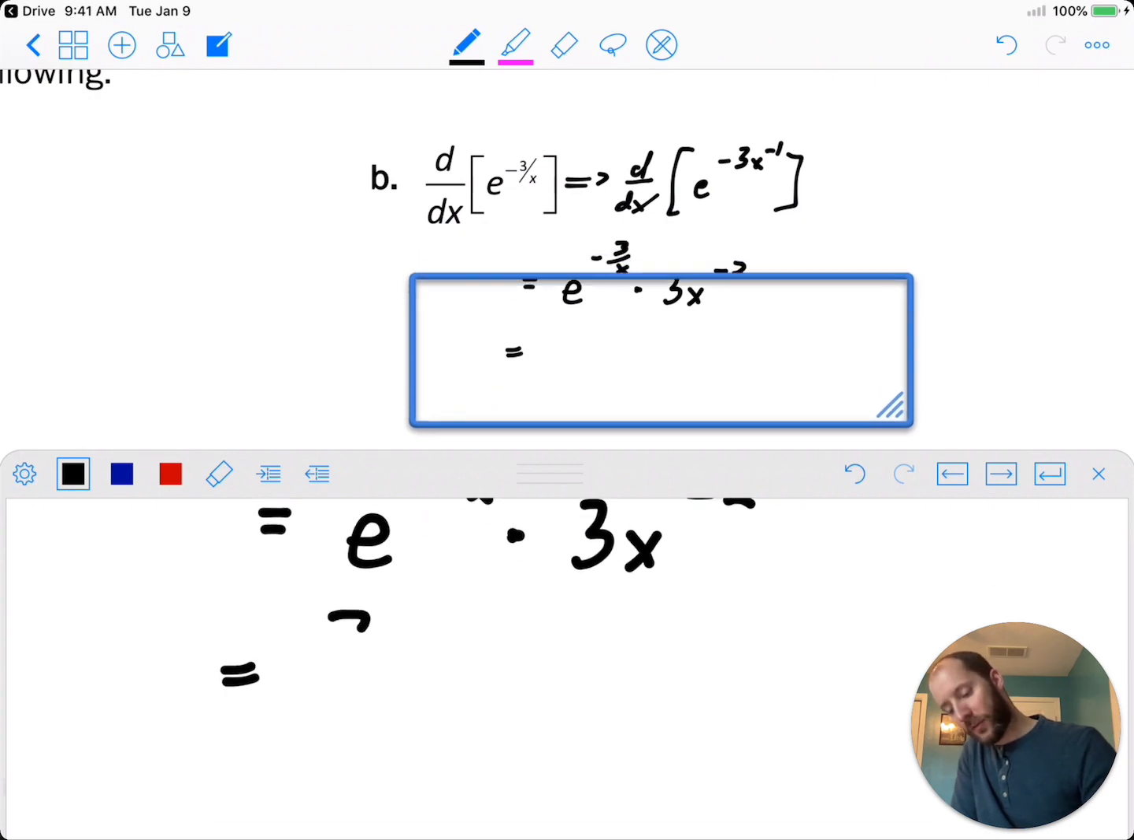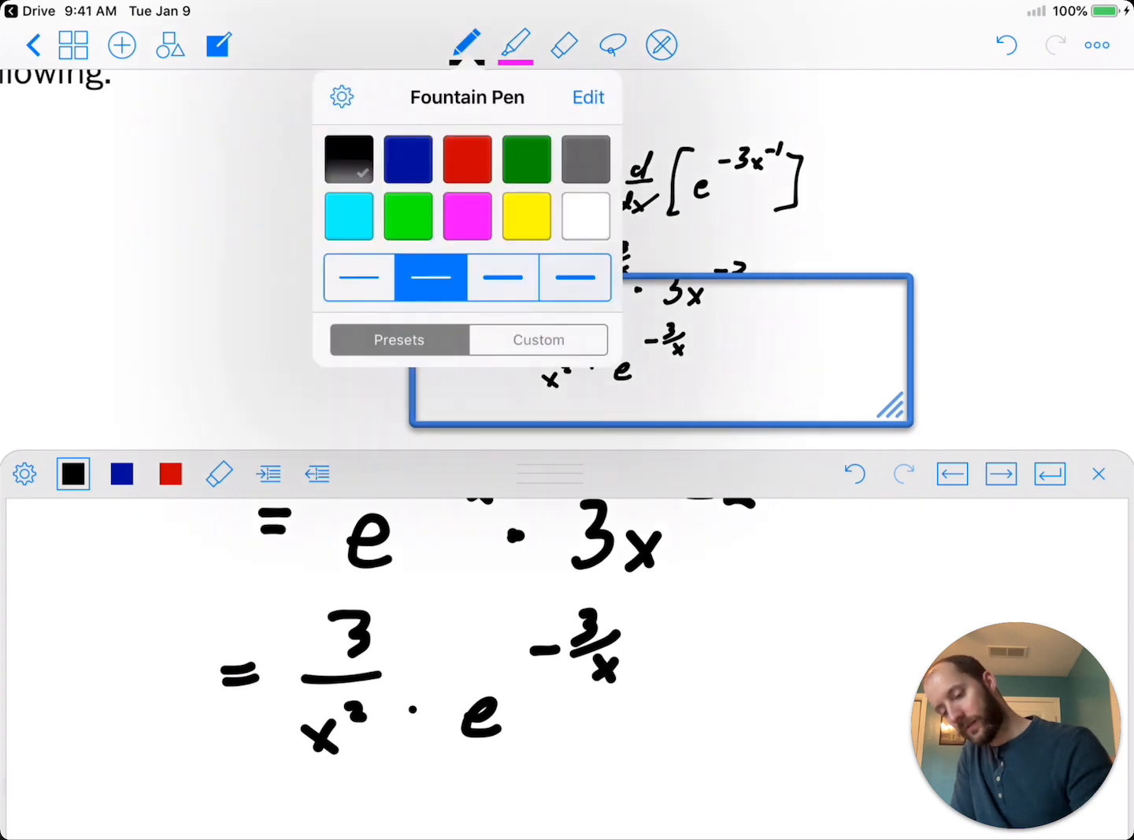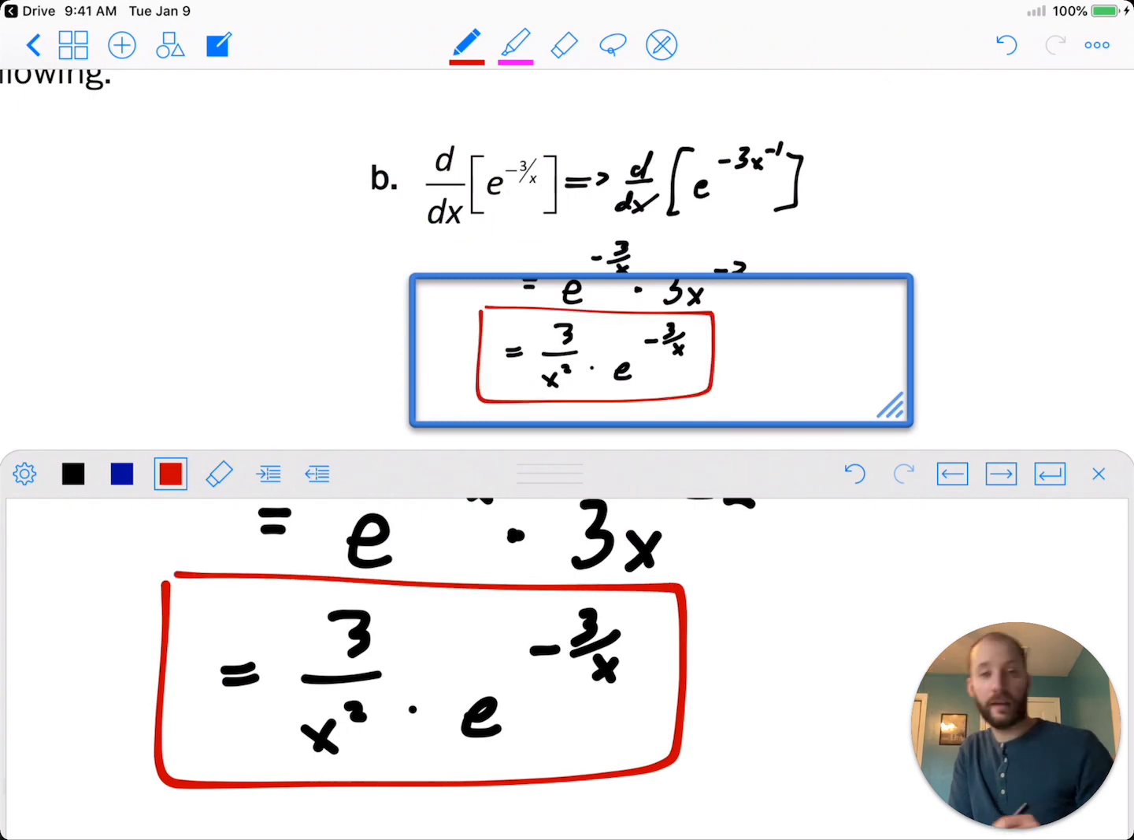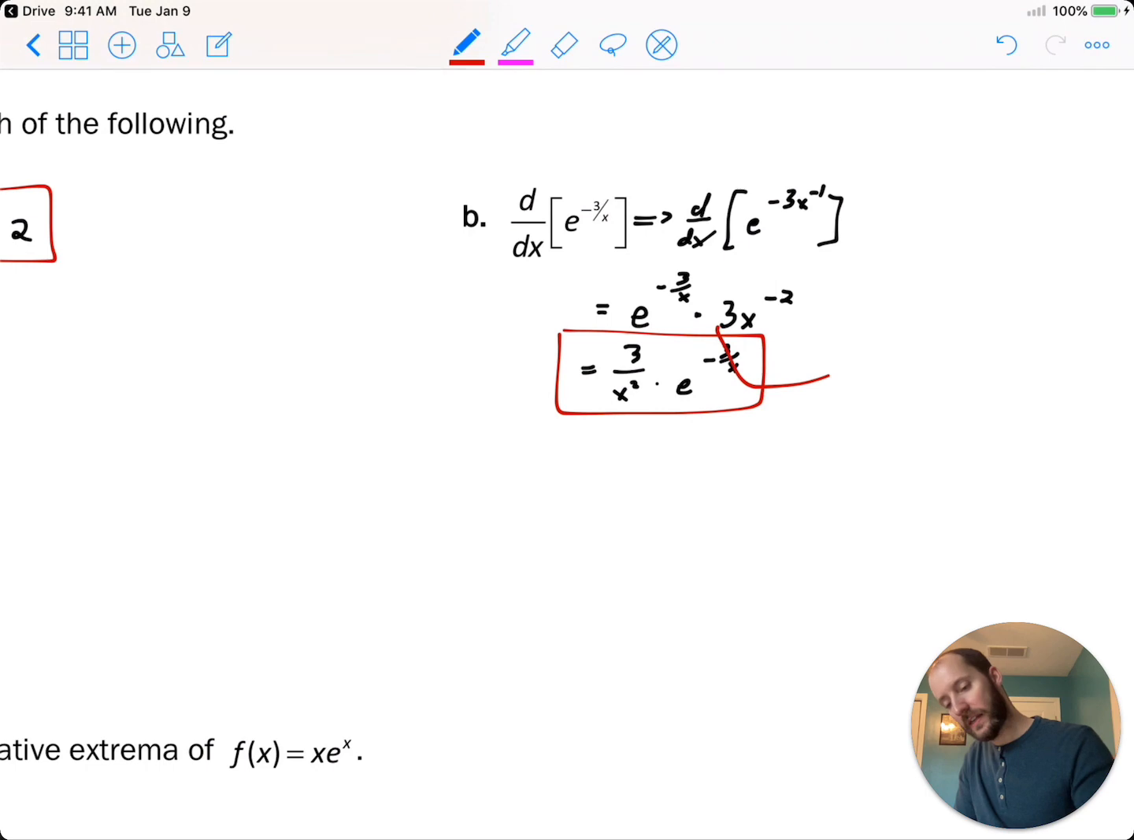So you can have 3 over x squared times e to the negative 3 over x. And pretty simple stuff. Derivative of e.